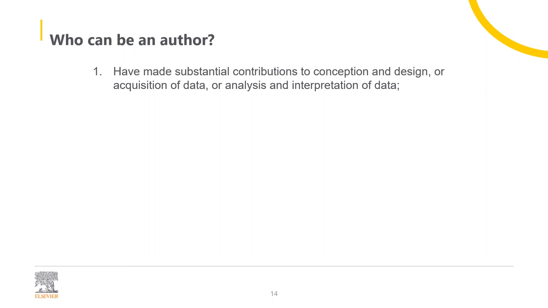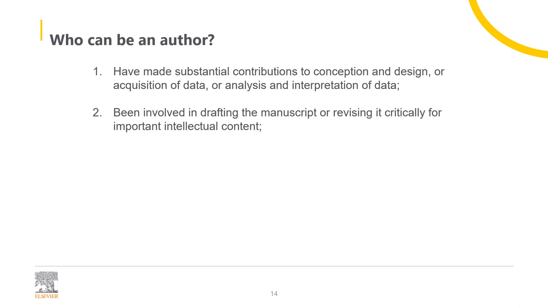So who can be an author? Well, all authors must have made a substantial contribution to conception and design, or acquisition of data, or analysis and interpretation of data. Please note, you don't have to have done all of these things. One of them is sufficient, and the extent to which anyone's contribution is substantial is a judgment for the research team alone. Everyone must have been involved in drafting the manuscript or revising it critically for important intellectual content. Again, you must have done one of these things, and if your contribution is revising it critically, that doesn't include simply editing it. It means engaging with the material and making appropriate changes where necessary to that manuscript.